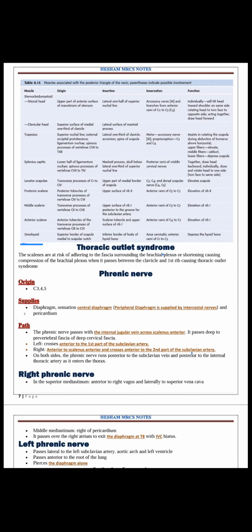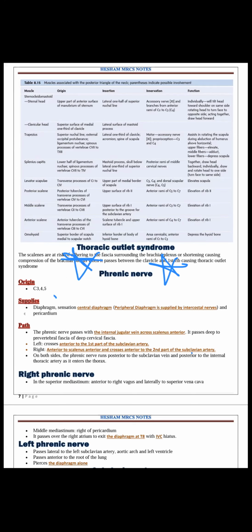Thoracic outlet is the tight scalene syndrome. Tight scalene syndrome is compression of the vasculature between anterior and middle scalene: brachial plexus plus subclavian artery. A very important nerve as a content of the posterior triangle is the phrenic nerve.